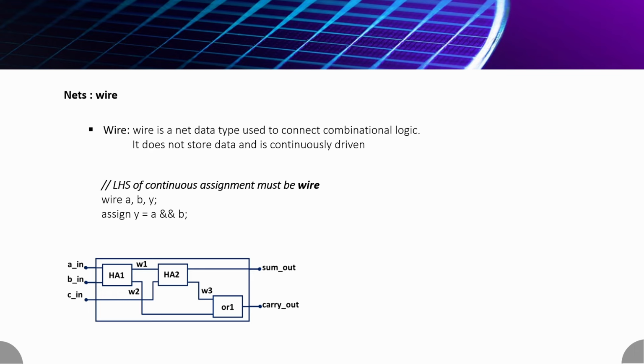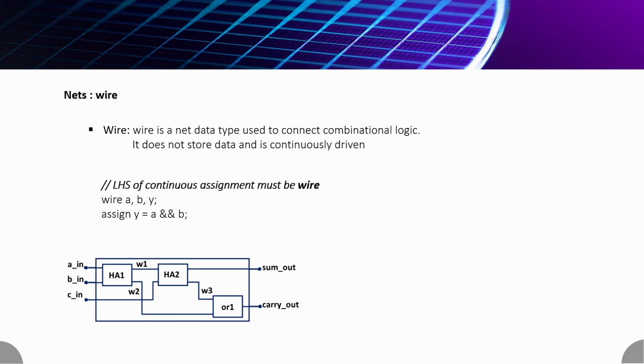Here we have to see a continuous assignment in Verilog. When we use a continuous assignment using the assign keyword, the left hand side must always be a wire. This is because continuous assignments describe combinational logic, not storage. Whenever the input changes, the output updates immediately.